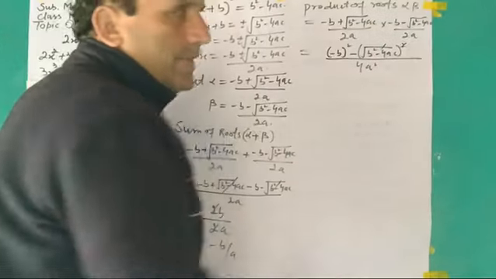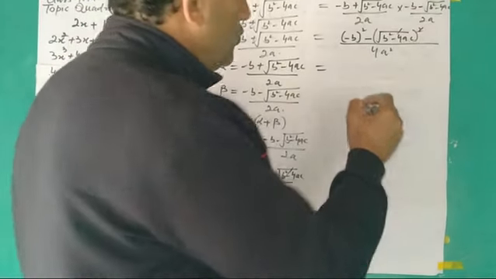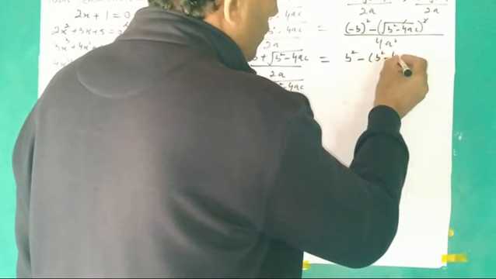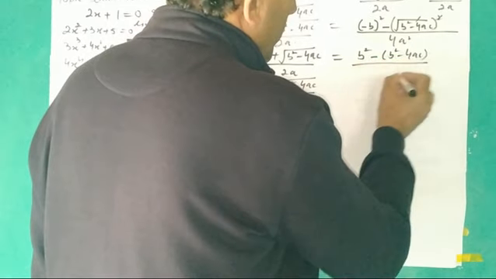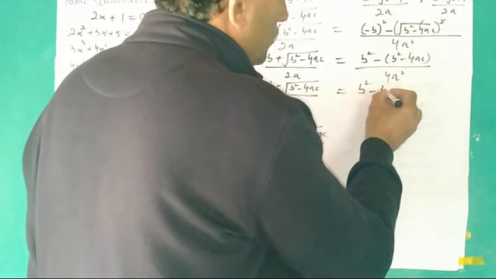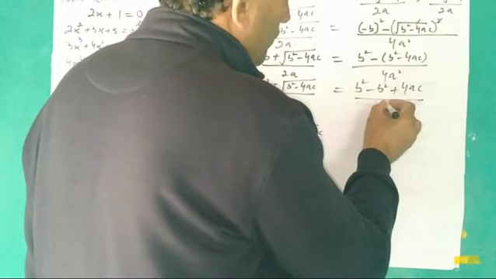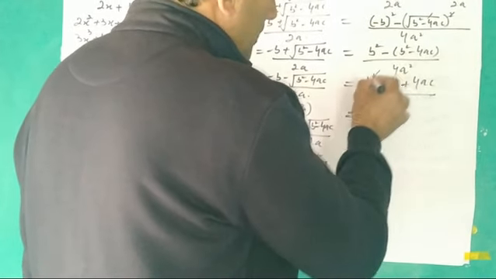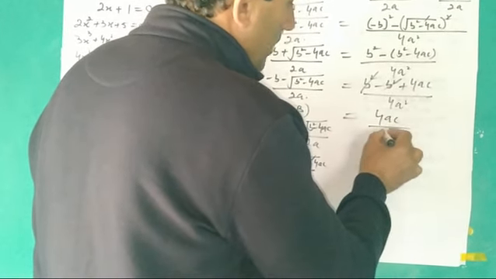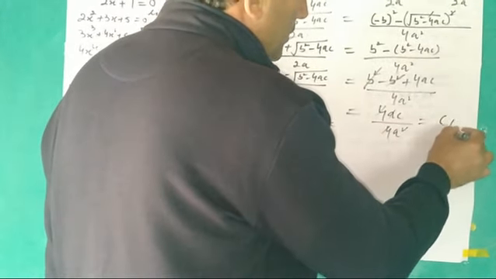This square and root cancels. This is minus b square, that is minus b into minus b, that is b square. This is minus into b square minus 4ac divided by 4a square. This is b square, this is minus b square, minus minus is plus 4ac divided by 4a square. This is plus b square minus b square, it will cancel. It becomes 4ac divided by 4a square. This 4 and 4 cancel, 1a and 1a cancel, it becomes c divided by a.